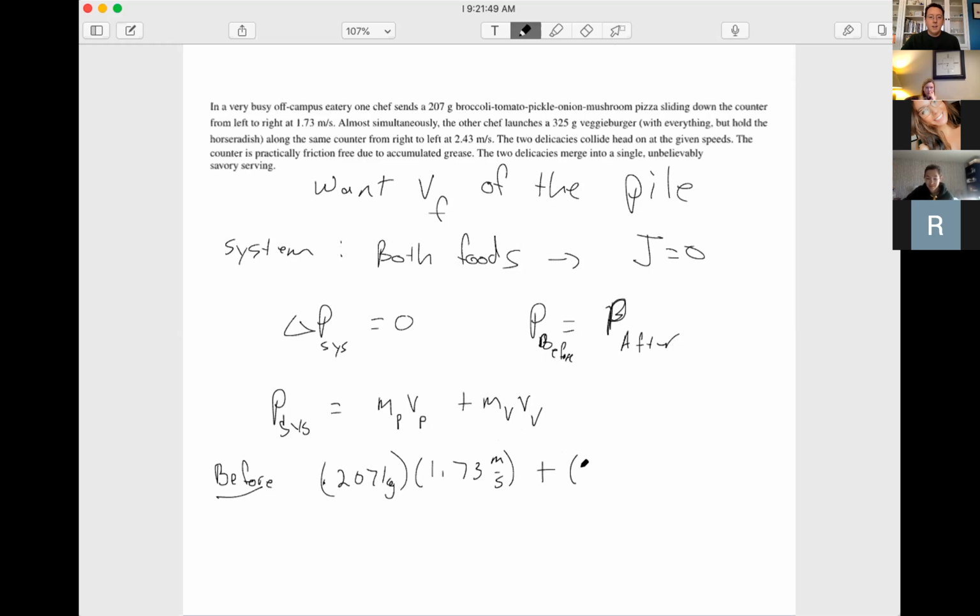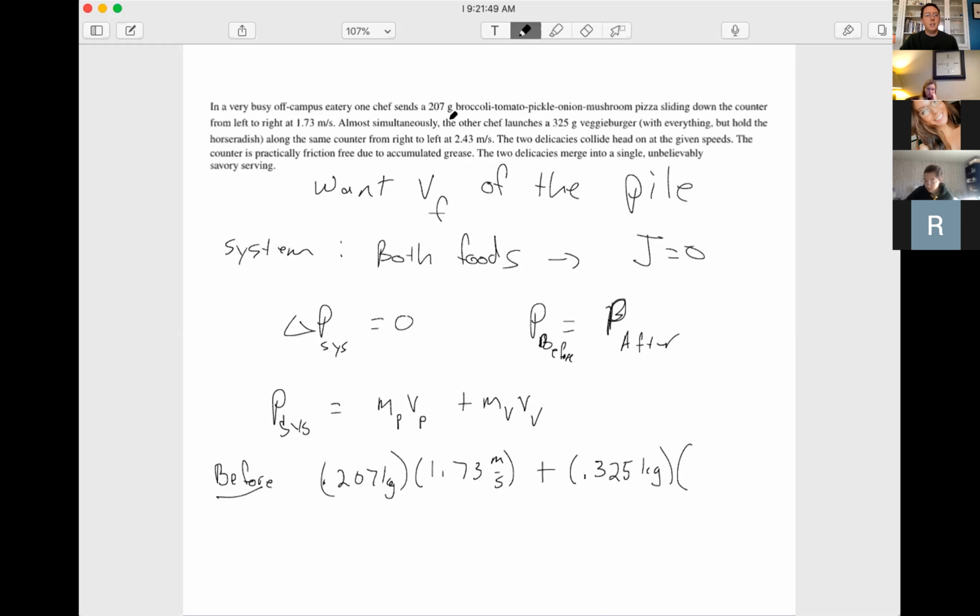Anyways, that would be 0.325 kilograms. I've converted from grams to kilograms. It won't really matter for this problem as long as you're consistent, but it's probably just a good habit to get into. So I usually do it.